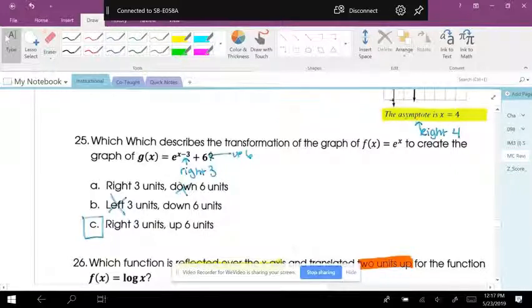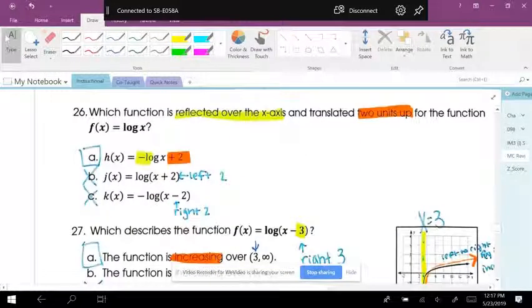Okay, it's 26. Reflected. I wrote some notes for you for B and C. If I said, hey, which one's left 2, you should be able to select B. If I say, hey, which one's right 2, you should be able to select C. Okay. B could be canceled out right away because it doesn't reflect. A reflection has to have that negative all the way out in front.